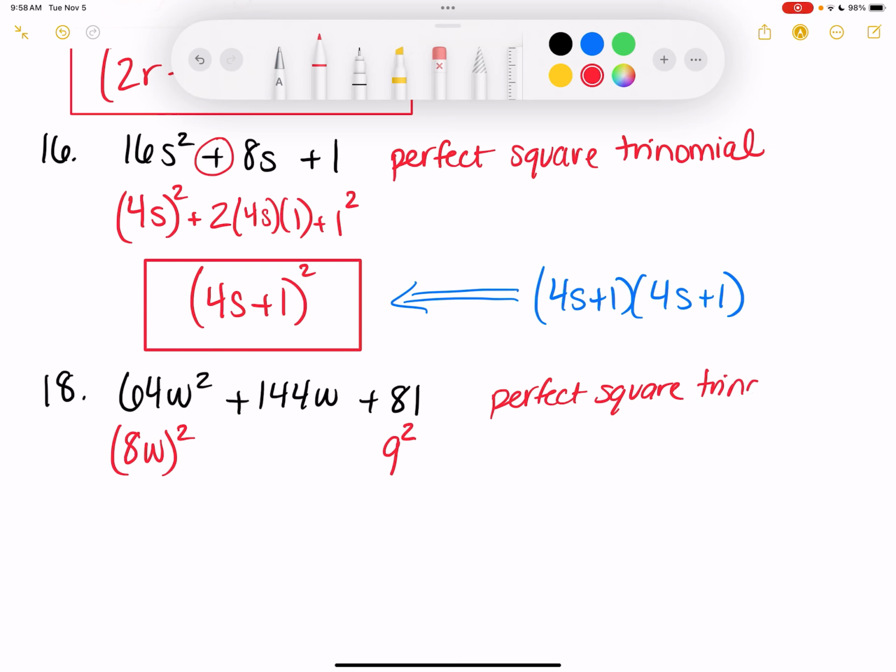I don't want to say all the time, but a lot of the time, if the first term is something squared and the last term is something squared, it's almost always a perfect square trinomial. It is beneficial to look at the middle term to verify, but in this case, this would have been 2 times 8w times 9. That would have been 72 times 2, which is 144. So this would be 8w plus 9, squared.